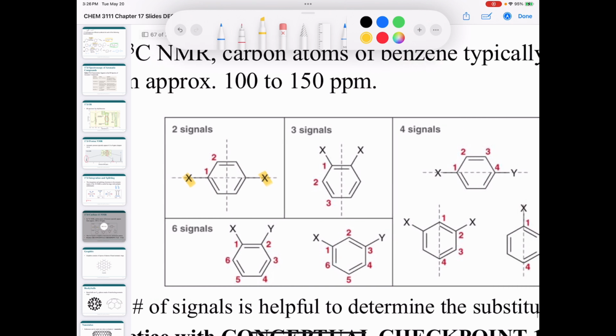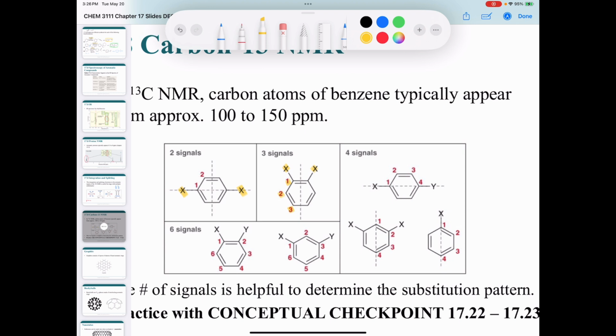Whereas if we have a di-substituted compound that's ortho and both substituents are identical, in that case, we have three signals because we have three different types of carbons. Four signals, there's a few different scenarios we could have there. We could have meta-substitution when both substituents are identical, or we could have para-substitution when both substituents are different, or we could have monosubstitution. That would give us four signals in the aromatic region as well. Now, six signals, when we have all six carbons being different, would be when we have two different substituents but no symmetry. So the two possibilities would be if we have X and Y that are ortho to each other, or X and Y that are meta to each other.